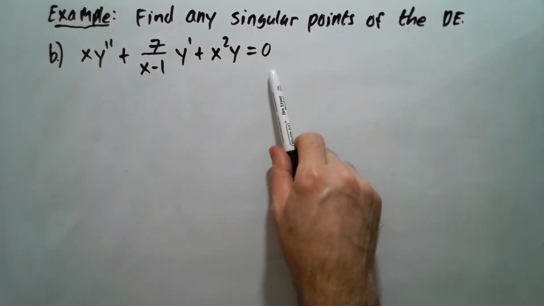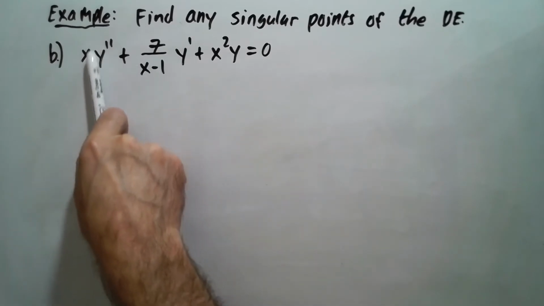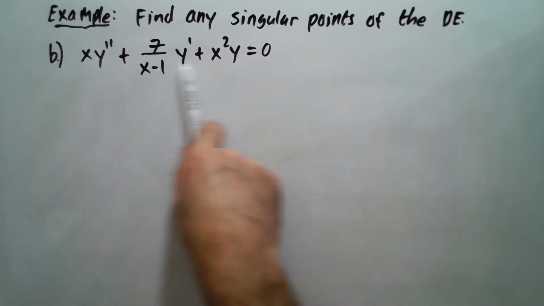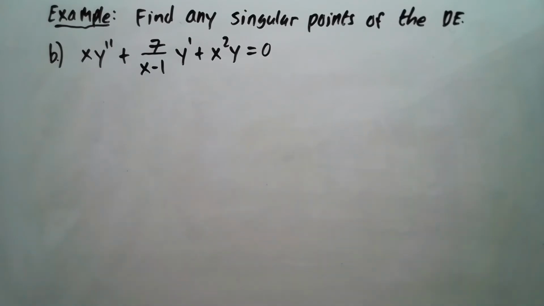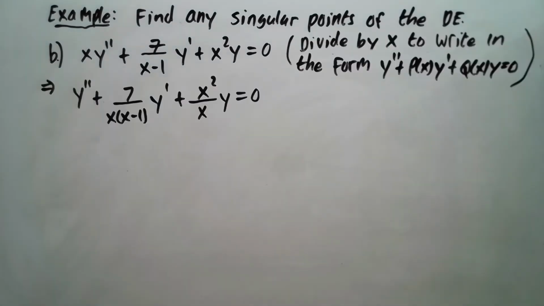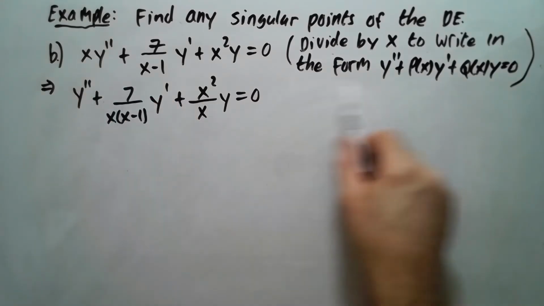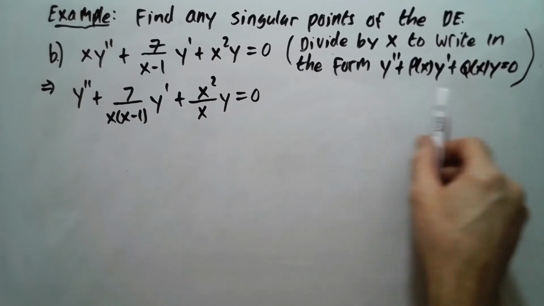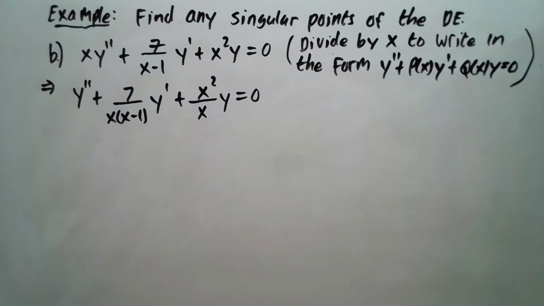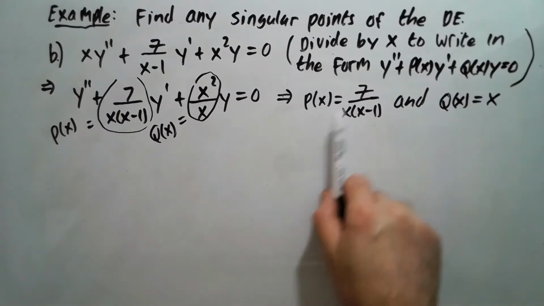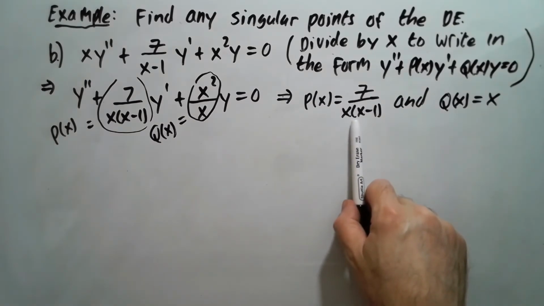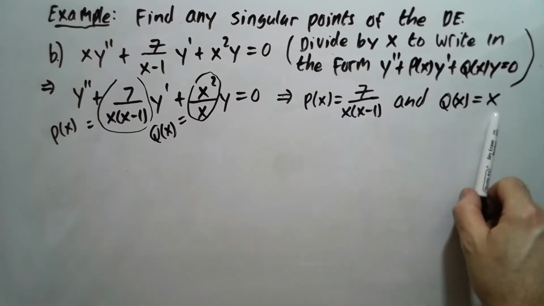So the first thing to do is write it so there's a 1 in front of the y double prime. So let's divide by x. Doing that, we get this. So this would be my p, this would be my q. So let me write that here. Okay, so our p is 7 over x times x minus 1, and q of x is just x.